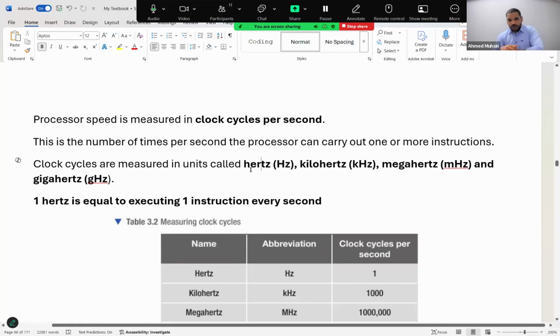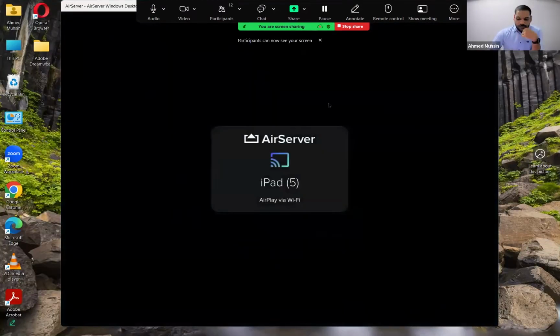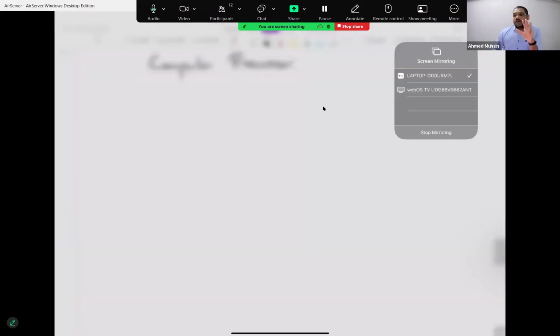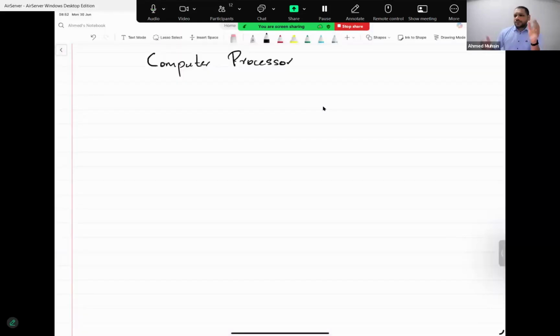Everyone, please have your writing books. Can we take this down now? Everyone, you all are noting down with me, please. We are noting this down. Chapter 3, for now, take this down below: Measuring the speed of a processor.